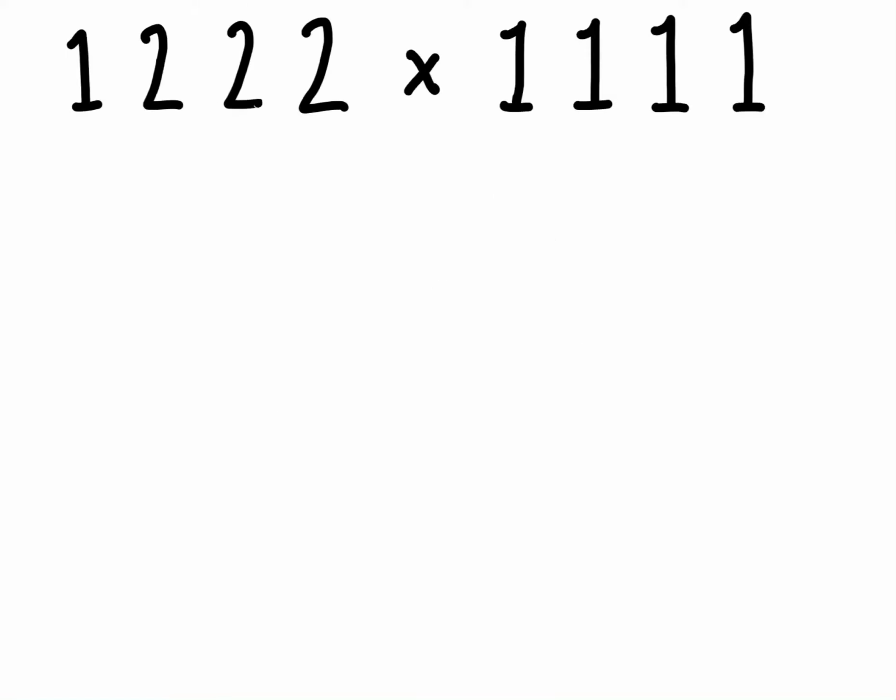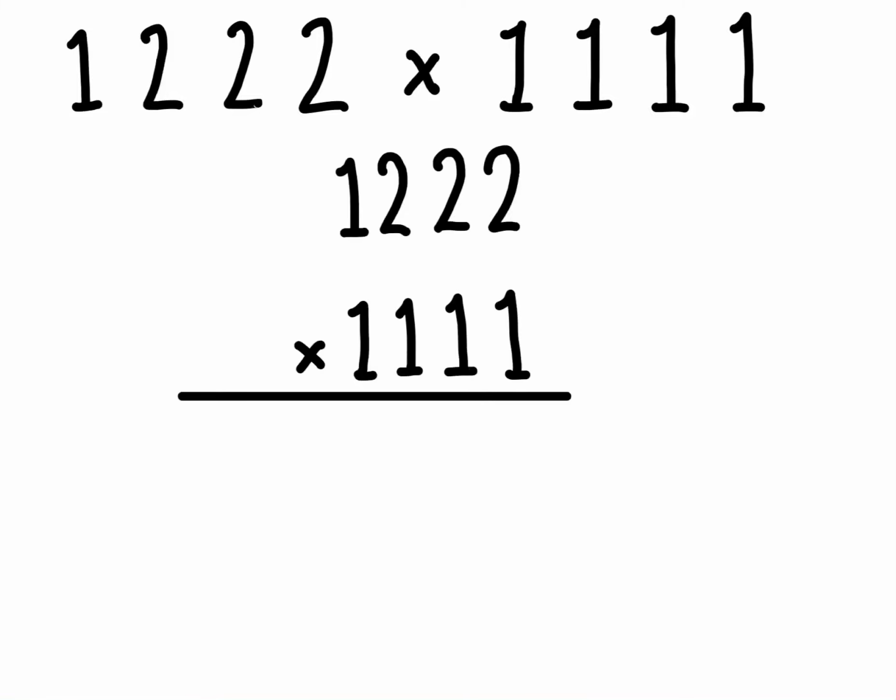We have 1222 times 1111. So again, the biggest number on top. We're going to start off on the far right side again. 1 times 2 will give us 2. Then 1 times 2 again will give us 2. And again will give us 2. Then 1 times 1 will give us 1.